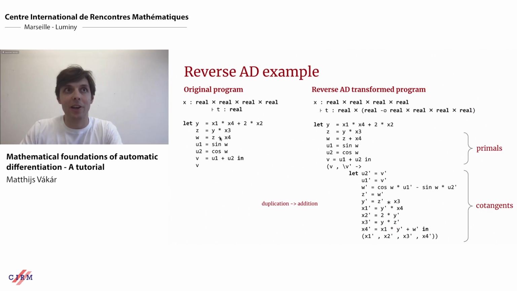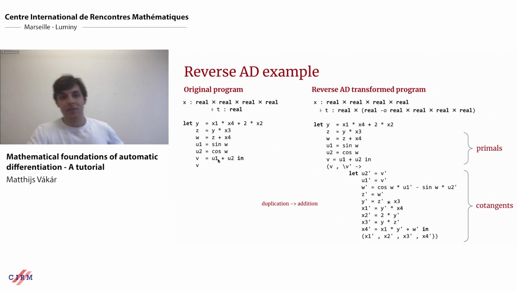And then the final thing I'd like to note is that we have a bunch of duplication happening in the original program. We see that x4 is used twice. For example, it's used once to calculate y, and it's used once to calculate w. And we see that this duplication gets translated into addition of the cotangents, right? So we add the contribution of y to the cotangent at x4 and the contribution from w, right?